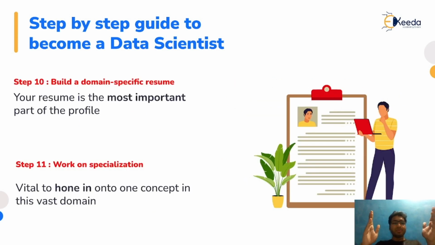Now step 10 is to build a domain specific resume. Your resume is very important. You see job postings on LinkedIn or naukri.com. I'm not sure if you know, but there is a system which organizations follow. Whenever you apply for a particular job on naukri.com or LinkedIn, you upload your CV, and that CV actually passes through their algorithms. Every company has their algorithms built, and your CV is scored against that algorithm, and if your CV does not pass a certain threshold, then your CV will not go through to proper hands.